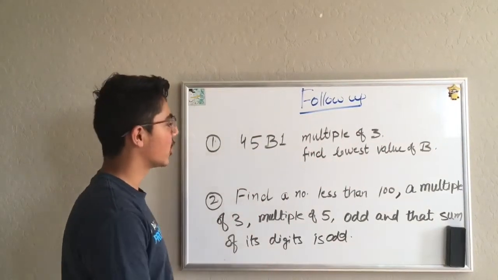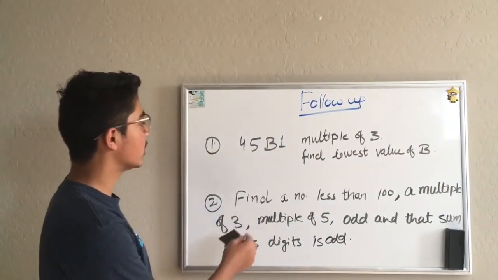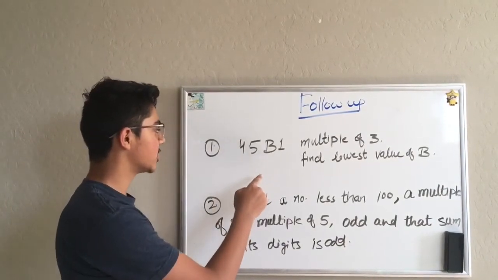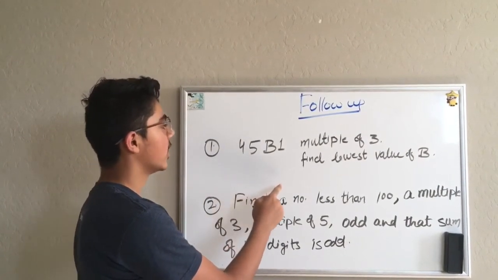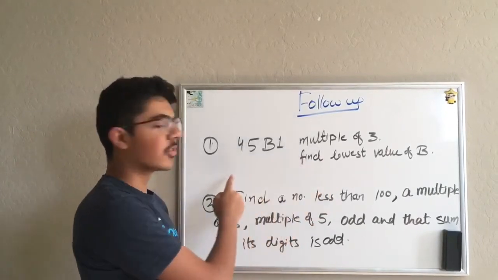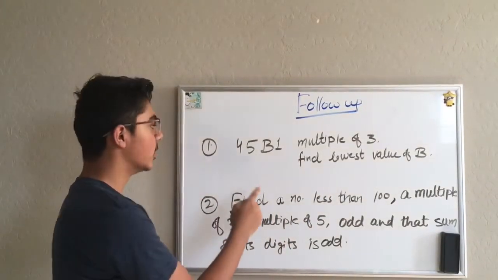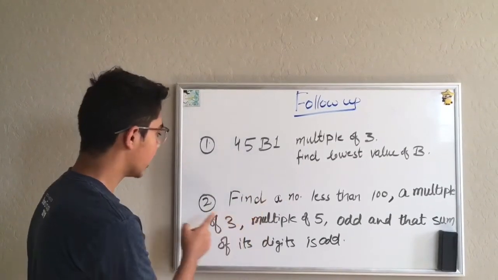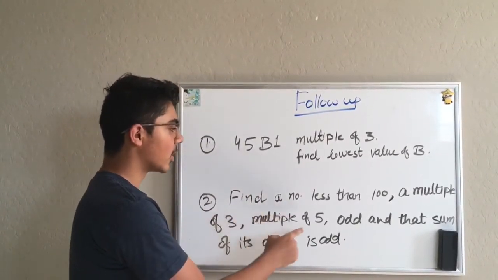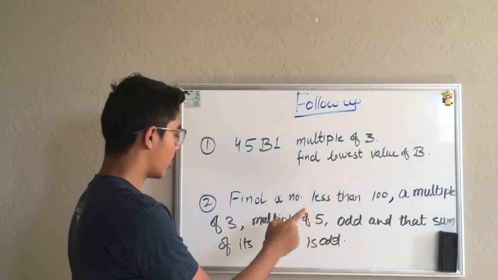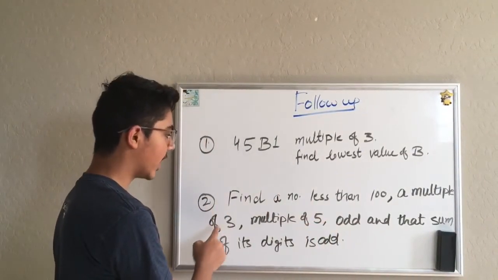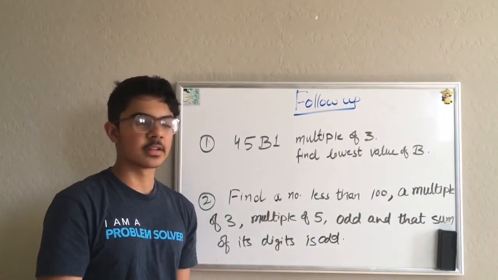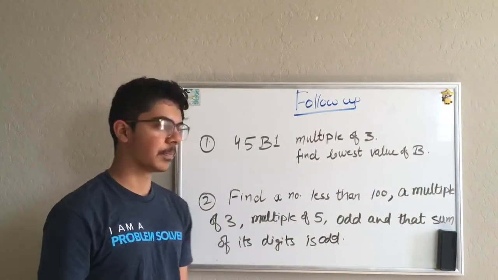These are some follow-up questions that you can take to make sure that you learn the concept well. The first one is, find a number b such that 45b1 is a multiple of 3. And you have to find the lowest value of b, because b could be multiple numbers, but you have to find the lowest value. Number 2, find a number less than 100, which is also a multiple of 3 and 5, and that the sum of its digits is odd, and the number itself is odd.